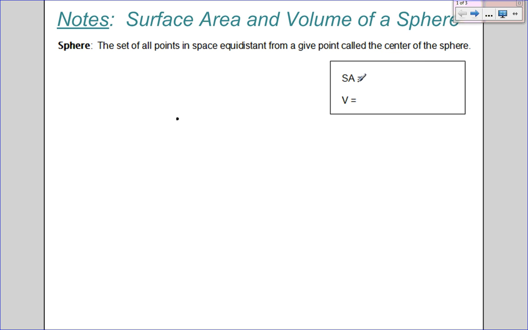Now there is no lateral area for a sphere, but there is a surface area, and that formula is 4 pi r squared. So the only variable in the surface area formula is the radius. Now the volume formula is 4 pi r cubed divided by 3. So it looks similar with the 4, but it's r cubed over 3.